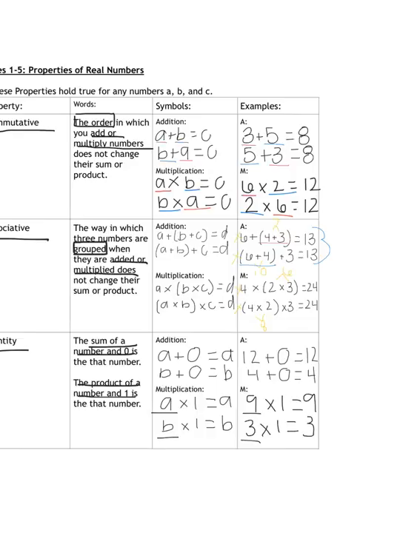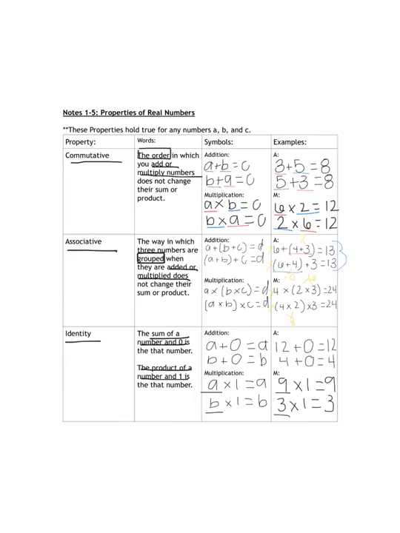So those are the 3 properties that we're looking at today. Commutative, which is all about the order in which you add or multiply numbers will not change the sum or the product. Associative is the way in which numbers are grouped when they are added or multiplied will not change the sum or the product. And then identity has 2 parts: the sum of a number and 0 is going to remain that number, and the product of a number and 1 will remain that number.